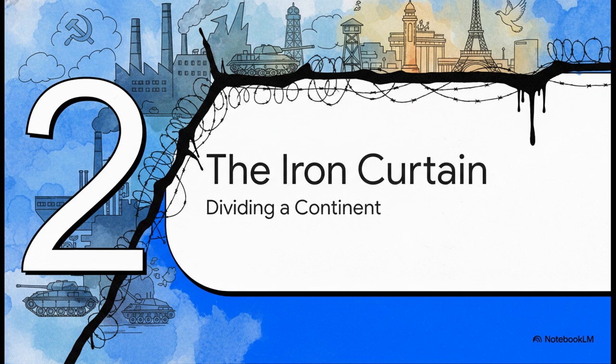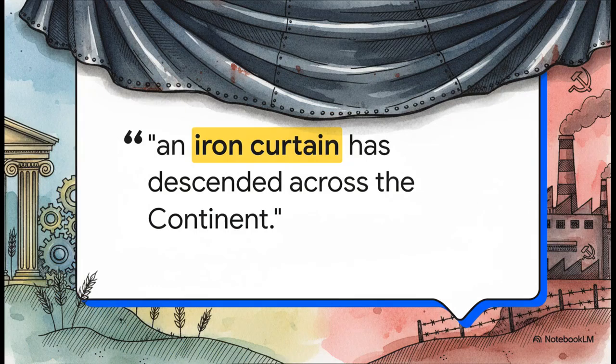So with that wartime alliance completely shattered, the ideological divide we were just talking about becomes a hard physical reality. A line is literally drawn right through the heart of Europe. And it was Winston Churchill who gave this new reality a name that would stick forever. In a famous speech in 1946, he said, "An iron curtain has descended across the continent." It was the perfect, chilling description of this new separation between the democratic West and the Soviet-controlled East.